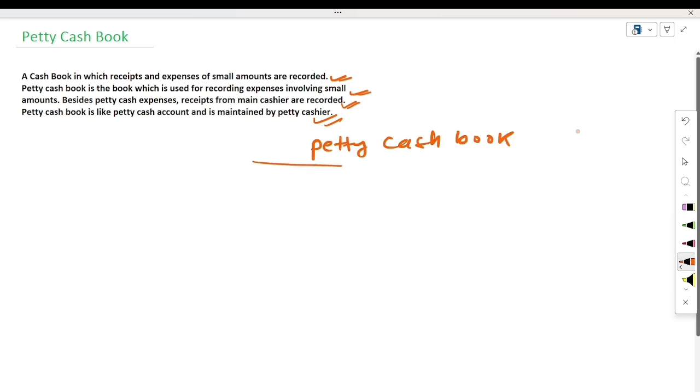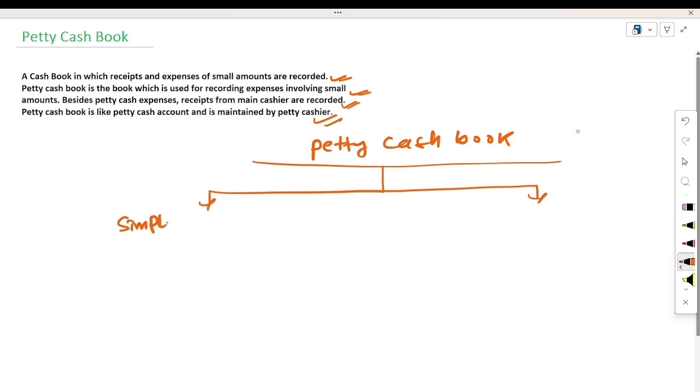Now, what are the types of petty cash book? Here we will learn two types of petty cash book. The first one is the simple petty cash book, and the other is the analytical petty cash book.